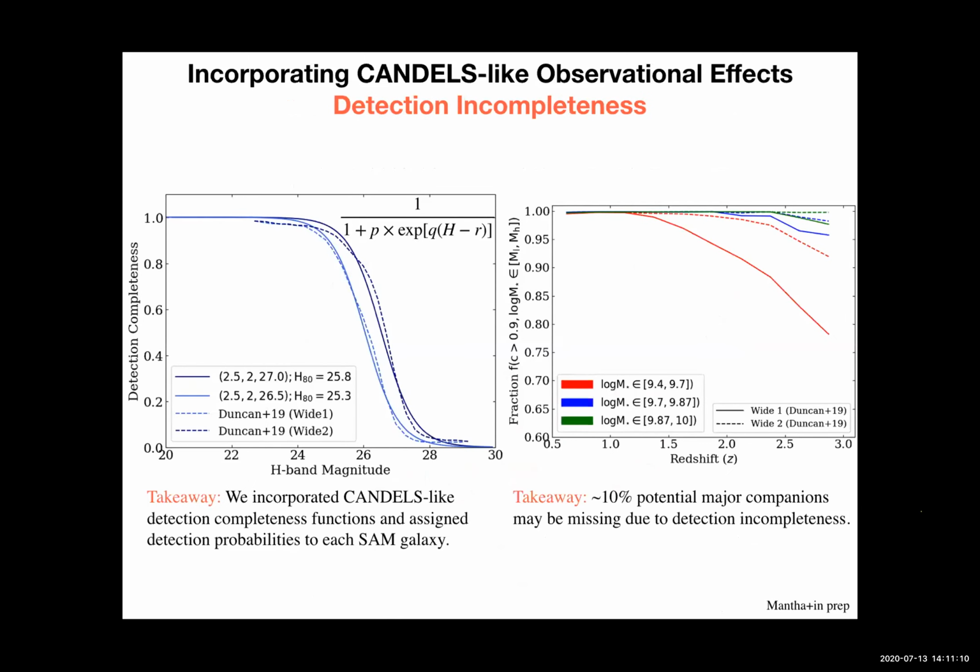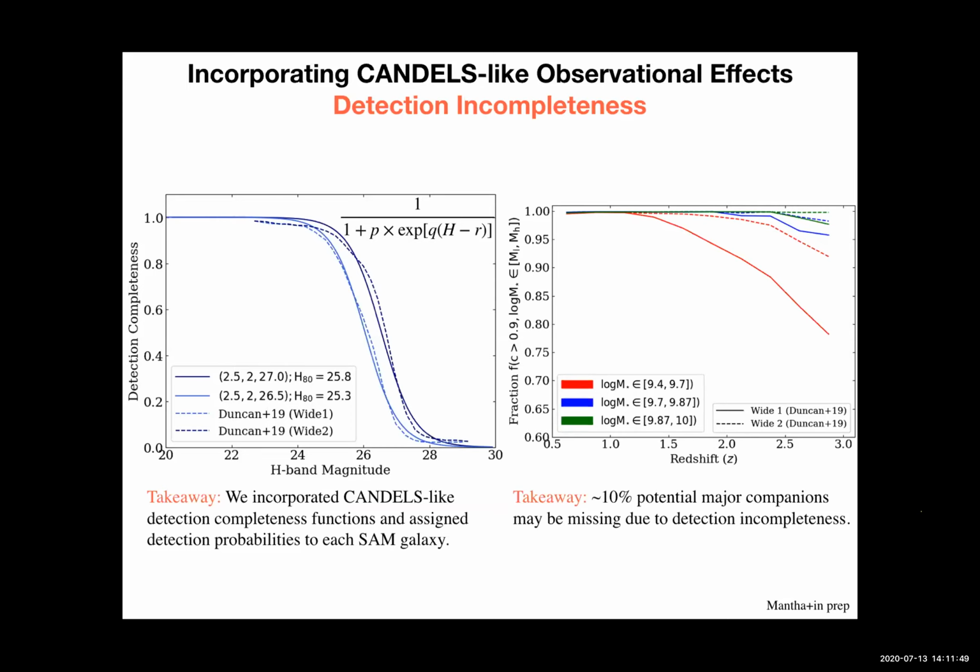Another point that we are also incorporating is detection completeness, or incompleteness, in fact. For this purpose, we are using the latest completeness functions derived by Duncan et al. in the CANDELS fields for different depths. In this left-hand side plot, I'm showing the detection completeness as a function of H-band magnitude from Duncan et al. And then I approximated their selection function, the completeness functions, using an analytical prescription. And using that, I incorporate these as probabilities for each galaxy in the SAMs. And on the right-hand side plot, I'm showing what happens when we incorporate this.